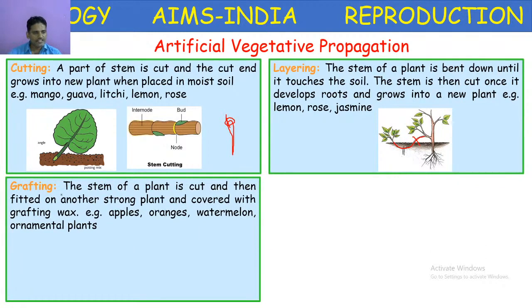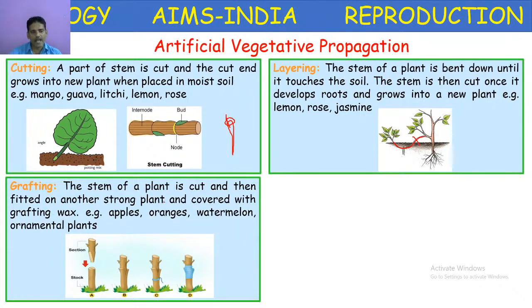Next, grafting. Grafting is a typical method of vegetative propagation, in which the stem of a plant is cut and then fitted on another strong plant and covered with grafting wax or with a tape. So this is the method of grafting. One is the stock, another one is the scion. The stock is a normal variety, but the scion portion which we are grafting possesses some good qualities, like size of the flower or size of the fruit, whatever it may be, or the taste of the fruit. The good qualities, we call them desired qualities. We select the scion here and graft it onto the stock like this.